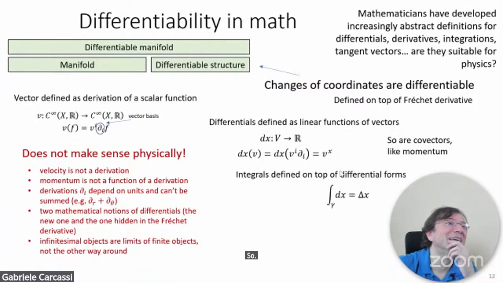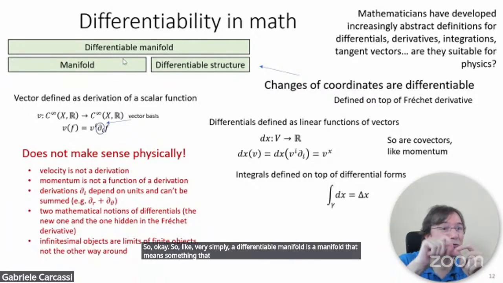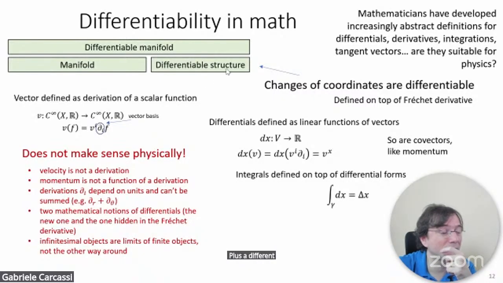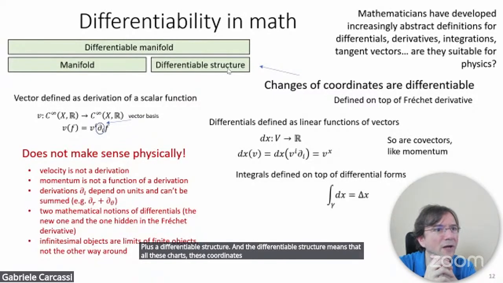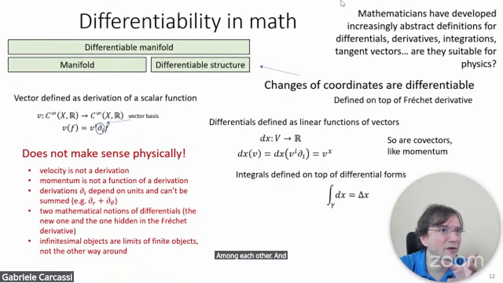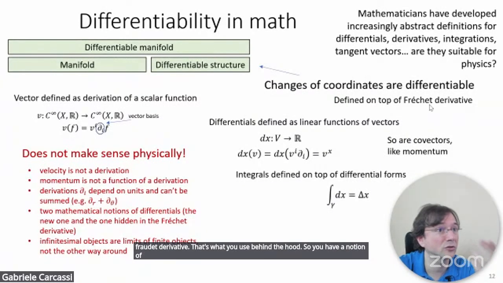So, very simply, a differentiable manifold is a manifold, which means something that you can chart with real numbers, plus a differentiable structure. And the differentiable structure means that all these coordinates that you can use have a differentiable transformation among each other. And this definition of differentiability is the notion of the Frechet derivative. That's what you use behind the hood. So you have a notion of differential and a notion of derivative that is based on the Frechet derivative.